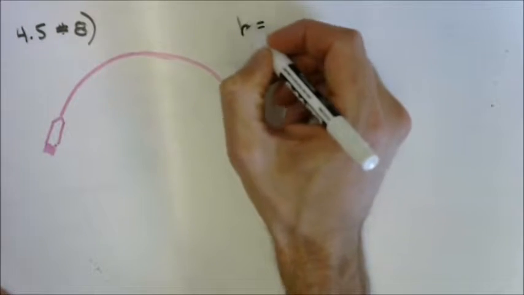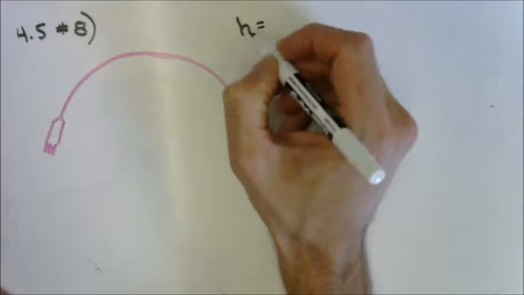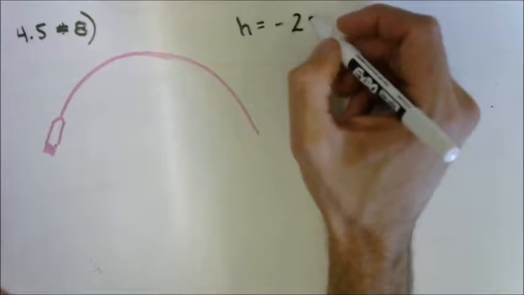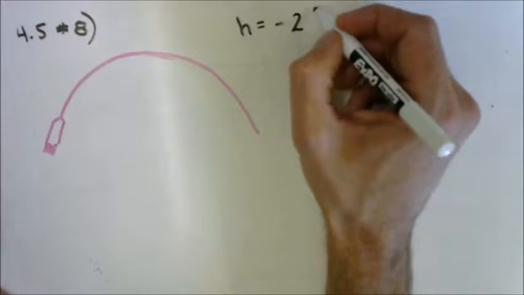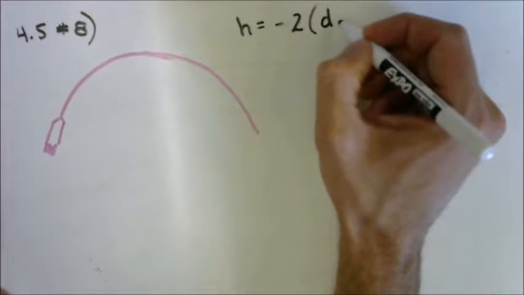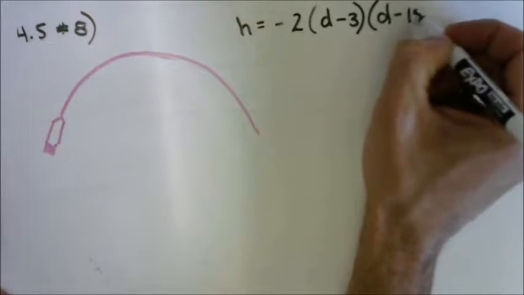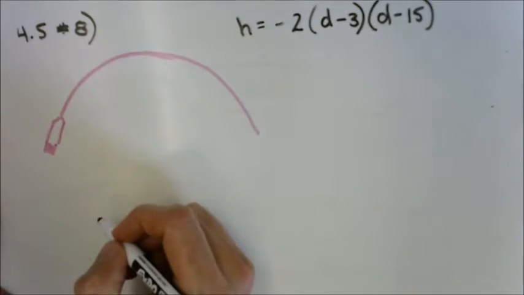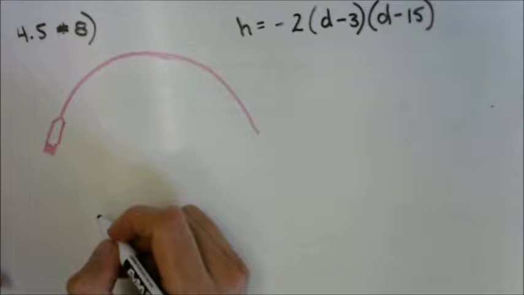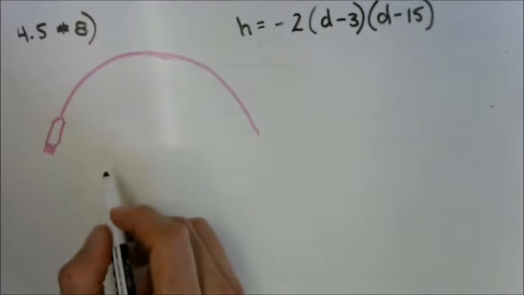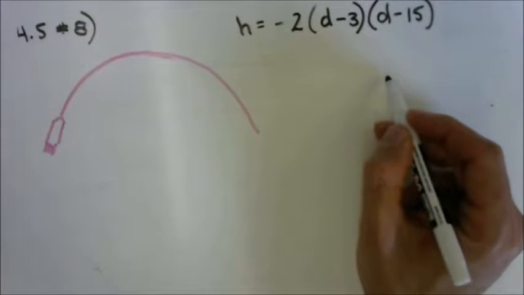We're told that h, which is the vertical height, relates to the horizontal distance based on this quadratic relation given in factored form: h = -2(d - 3)(d - 15). A. Sketch a graph of the path of the rocket. Well, let's do that one first. We'll do it over here.